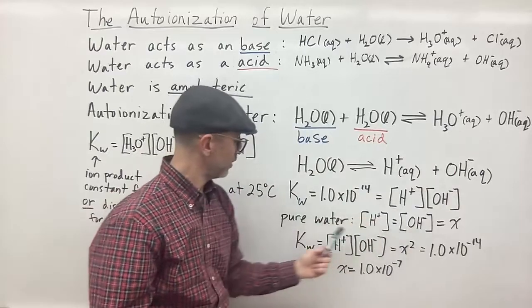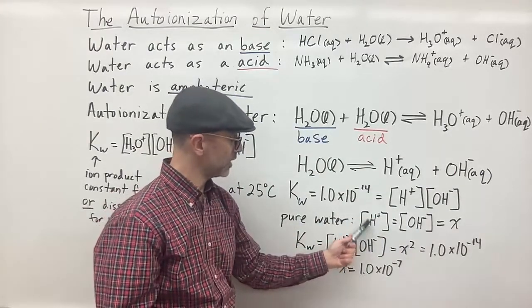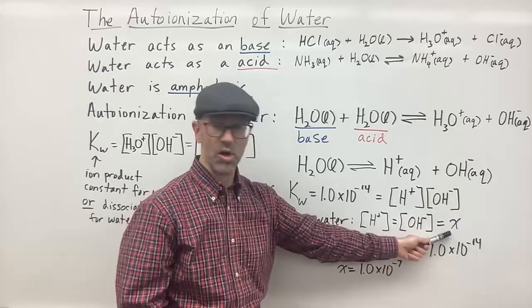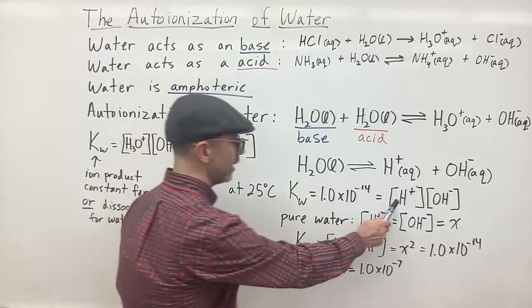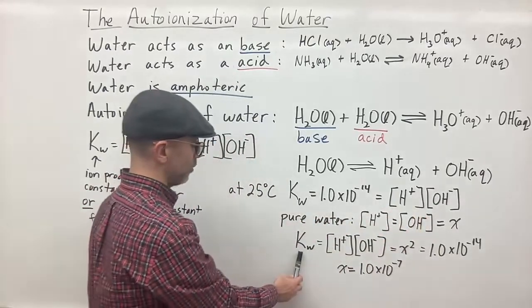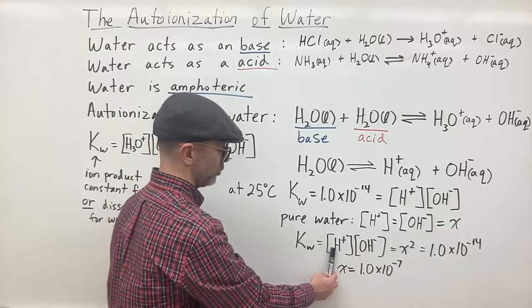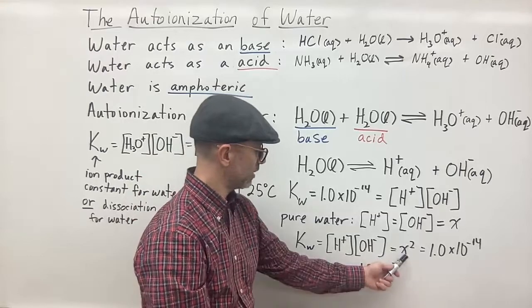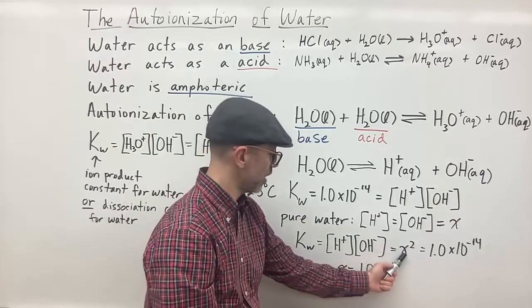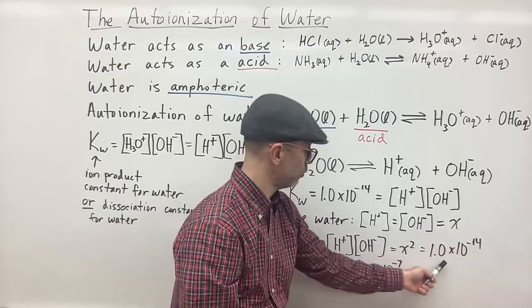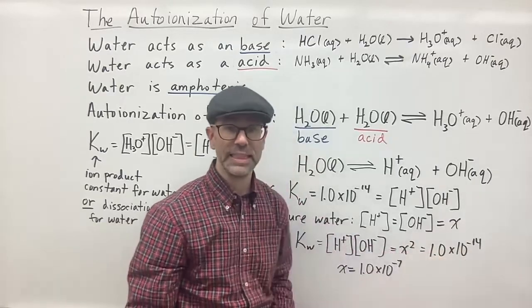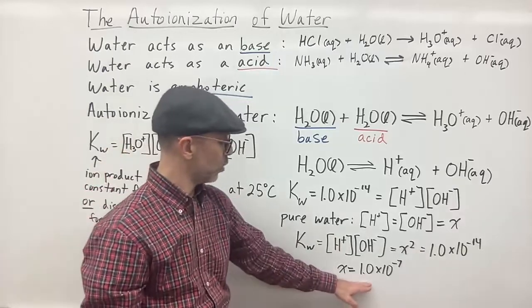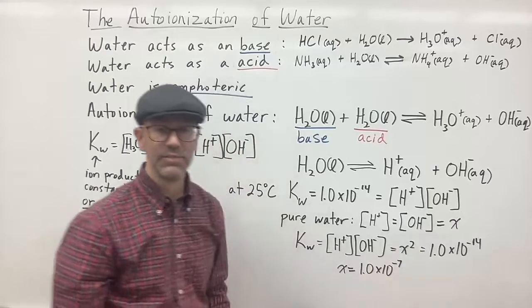So that means that in pure water, the H plus concentration is always going to be equal to the OH minus concentration, and we can call that X, and we could plug X in for both of these, right? So now Kw is equal to the H plus concentration multiplied by the OH minus concentration, and since both of these are X, that's X times X, which gives us X squared. And so we know that X squared is equal to 1.0 times 10 to the negative 14. So we just take the square root of both sides, and we find that X is equal to 1.0 times 10 to the negative 7.